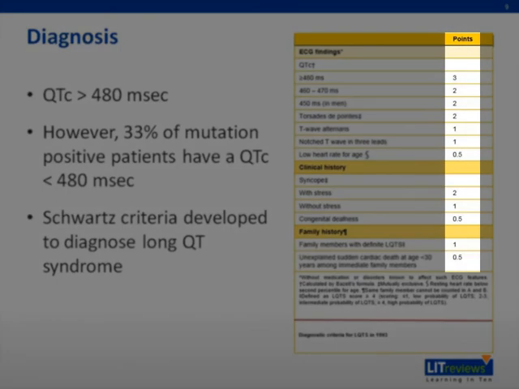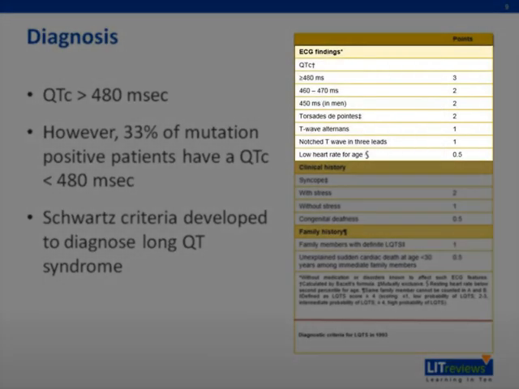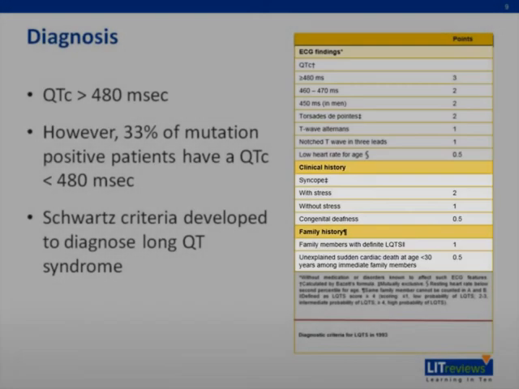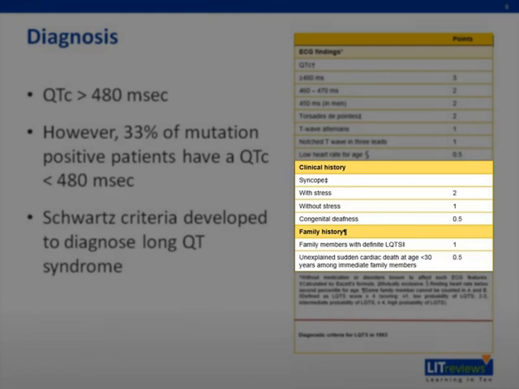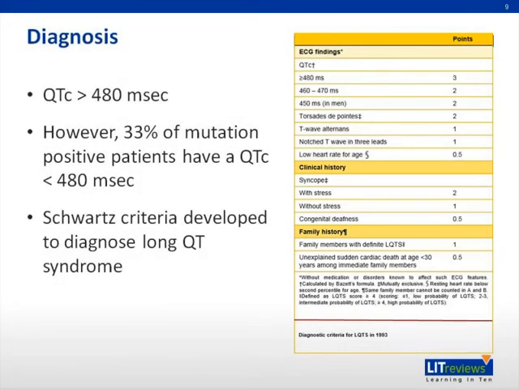It uses a point system to help diagnose long QT syndrome. Most of the points are related to ECG findings, but clinical history and family history play a role. Patients with more than 3 points have a high probability of having long QT syndrome. Therefore, a patient with a QTc greater than 480 milliseconds and an uncle with known long QT syndrome would have 4 points, 3 for the ECG findings and 1 for the family history. They would have a high probability of having long QT syndrome.